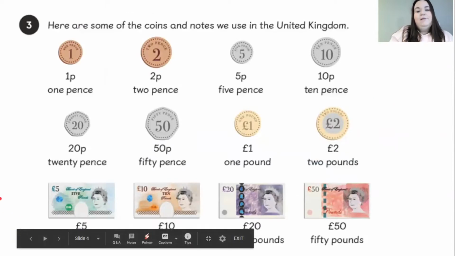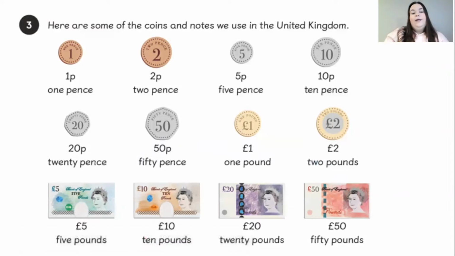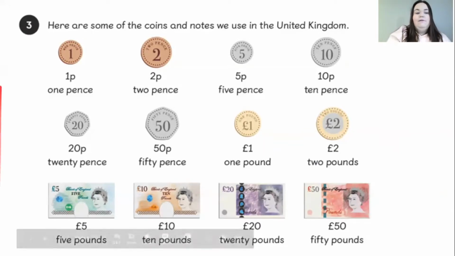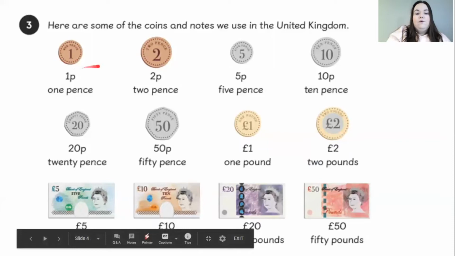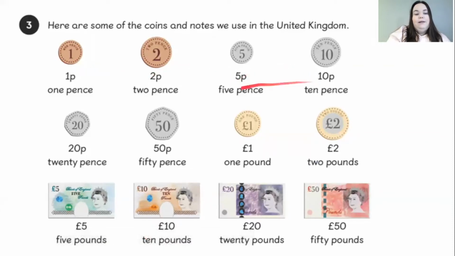So here are the coins and notes of the United Kingdom, that's the UK. These are the ones that we use, and they go up in their values. This is how much they're worth, not how big the actual coin is. So we've got a 1p coin, 2p, 5p, 10p, 20p, 50p, £1, £2. They're our coins, and as you can see, they're made up of lots of different colours and shapes, and that's a good way to learn how to recognise them.